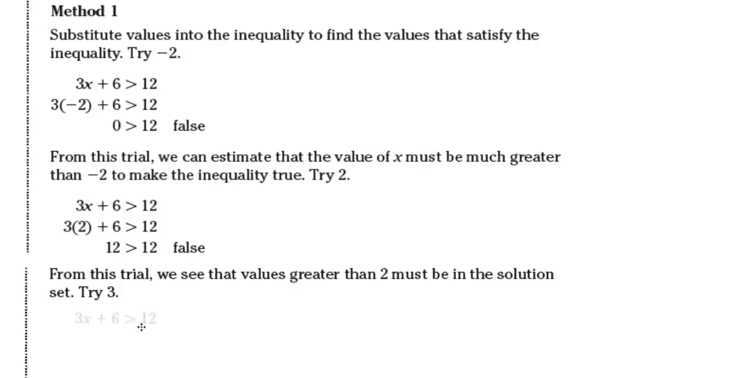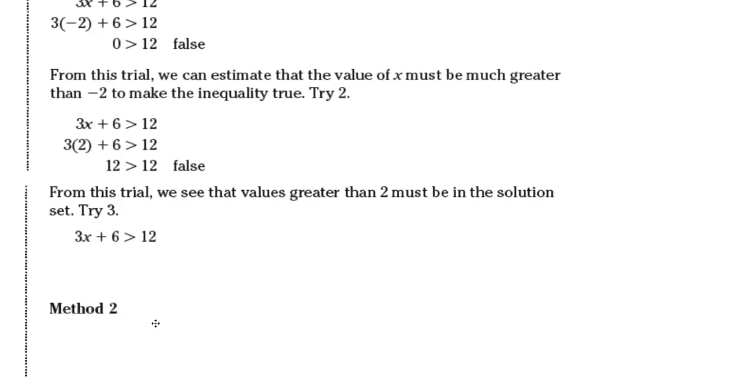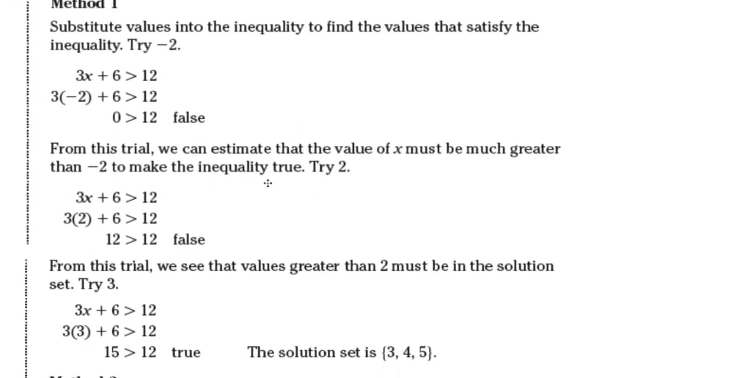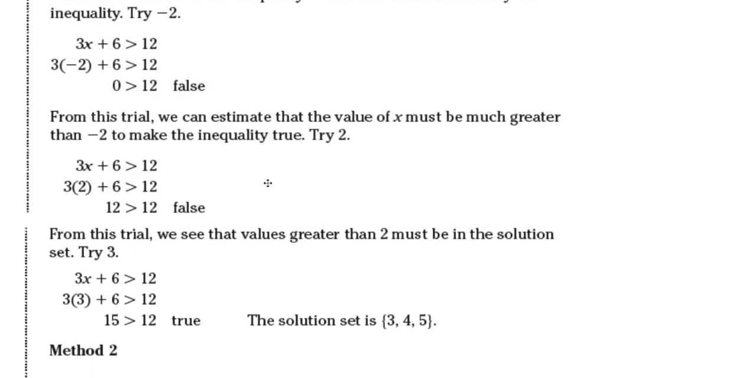Now let's try 3. If you have 3x plus 6 is greater than 12, trying 3, we find that this makes the inequality true, the sentence true. So the solution set in this case would be 3, 4, and 5. So this method 1 is mostly trying it out, or better yet, make a table out of this.